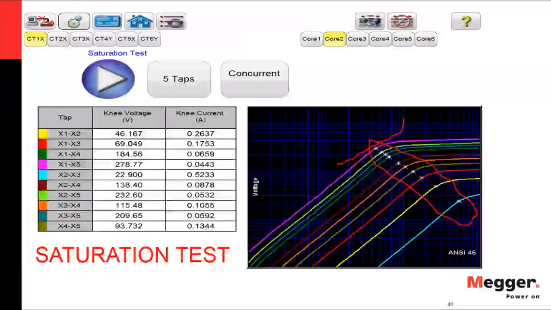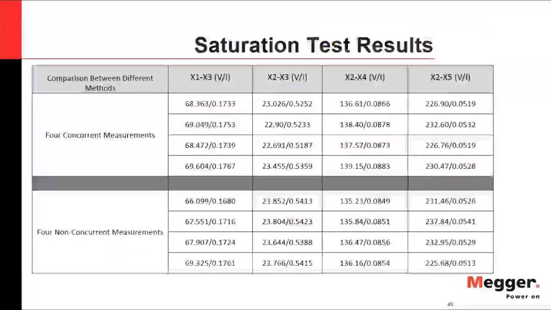As you can see here, these are the saturation test results. Again, a comparative chart between concurrent measurements and non-concurrent measurements. The differences are negligible.